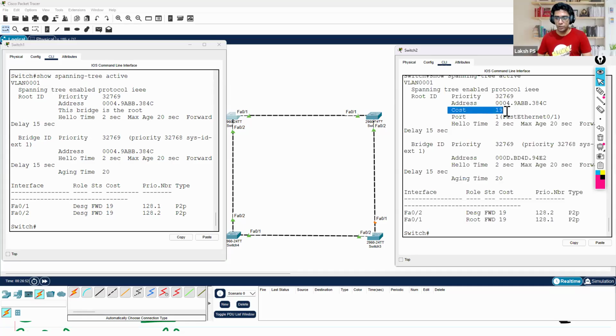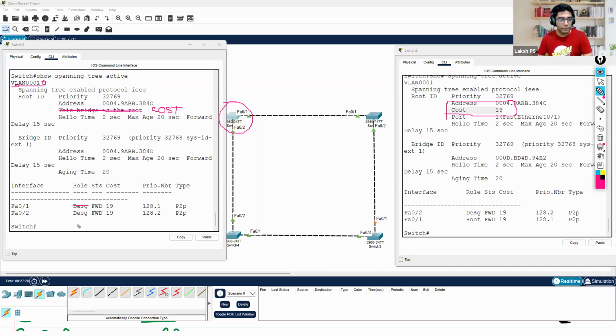So over here, you can see cost of 19. It's not necessary that in per VLAN spanning tree protocol, as I said, we'll talk about per VLAN spanning tree later, but in per VLAN spanning tree protocol, this switch is the root switch for VLAN number 1. For VLAN number 10, it may not be the root switch. Over here, instead of showing this bridge is the root bridge, it will show the cost like this.